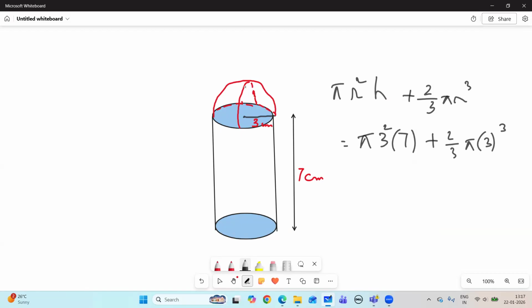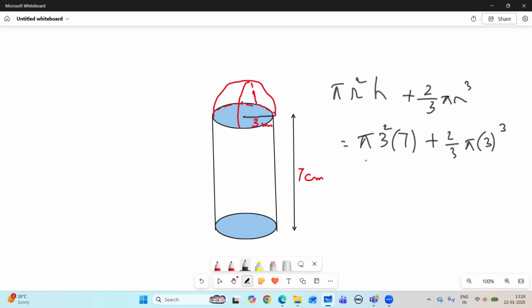For a hemisphere, the volume of a full sphere is 4/3 pi r cube, and half of that is 2/3 pi r cube. So this is the volume of the hemisphere, and this is the volume of the cylinder. What is the basic formula for volume? It is base area into height. For the cylinder, the base area is pi r square, into height h units.